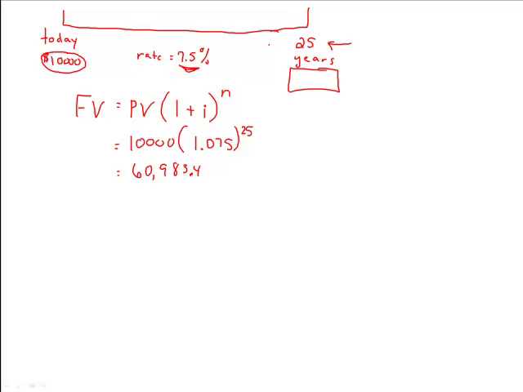The first part of the question assumed that our interest was compounded only once a year. So every year, at the end of the year, we received 7.5% on whatever our balance was to date. They want you to revisit the problem and assume that rather than having your interest being paid once a year, it's paid once every 6 months.